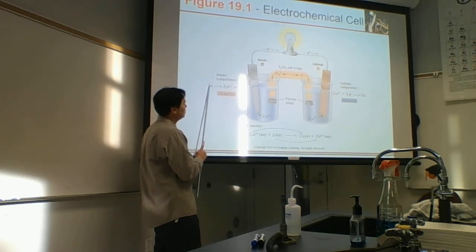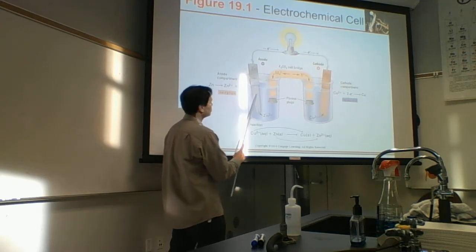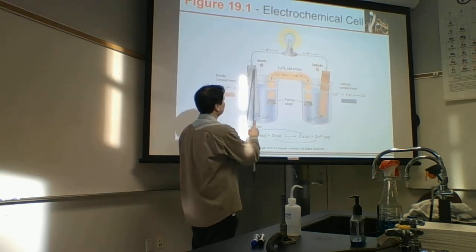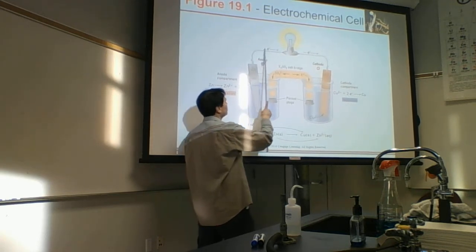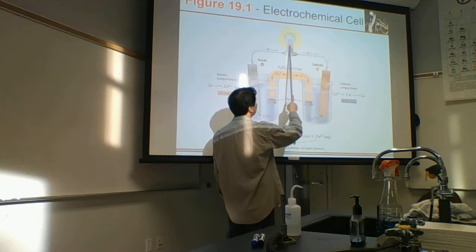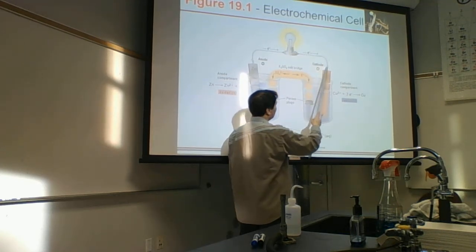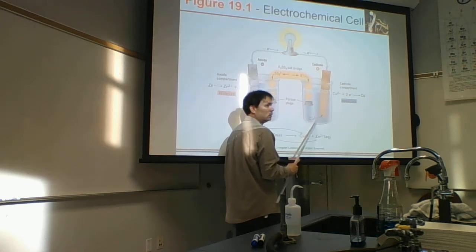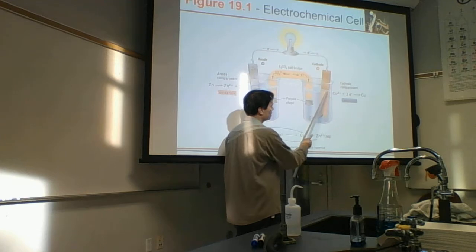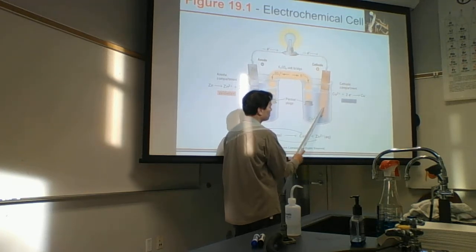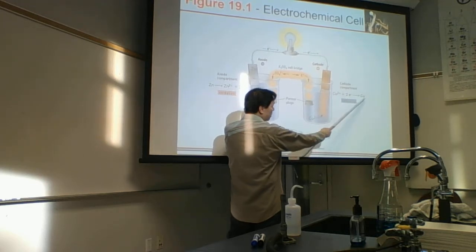Zinc goes from Zn to Zn2+. In the process, it loses 2 electrons. Those 2 electrons get fed out this electrode to the wire. They go through the wire, through the light bulb, lighting it up, and continue this way, getting pulled to copper 2. When the copper 2 takes the electrons, it's going to deposit copper metal on here. And so the copper 2 takes the electrons to form copper metal.